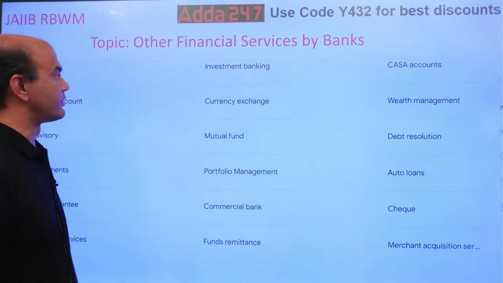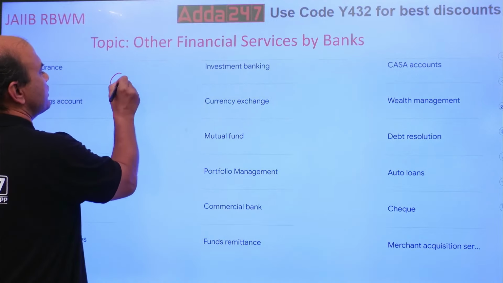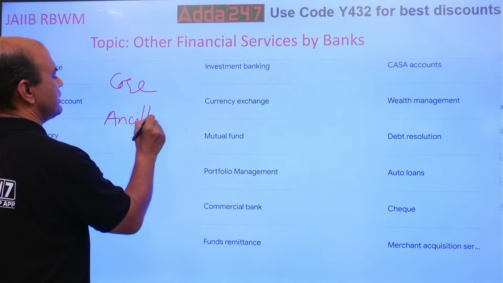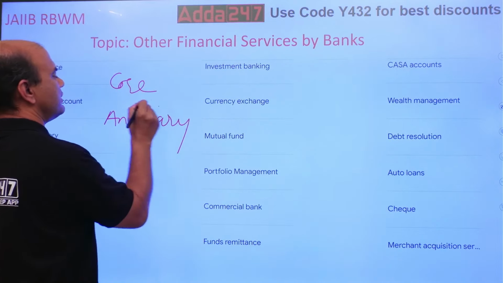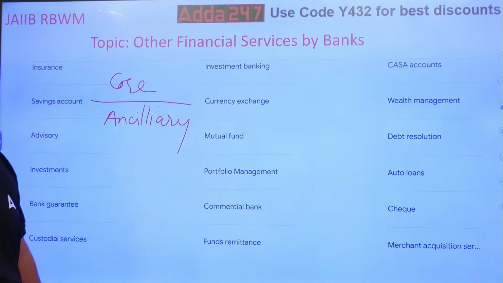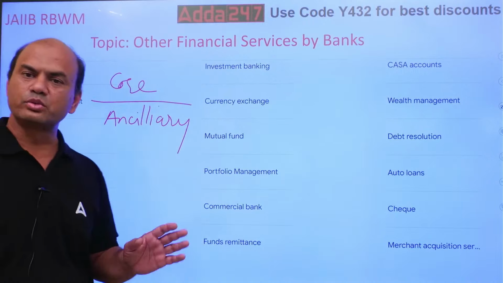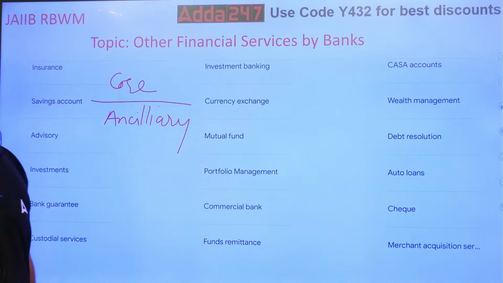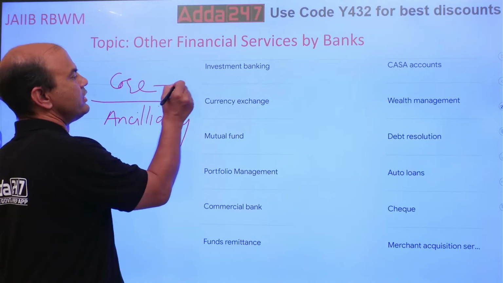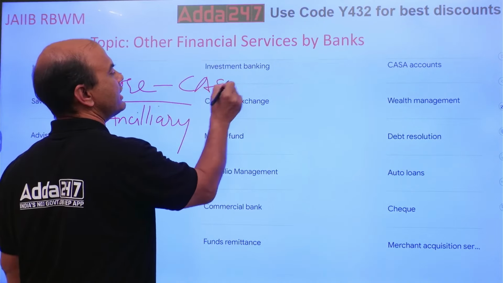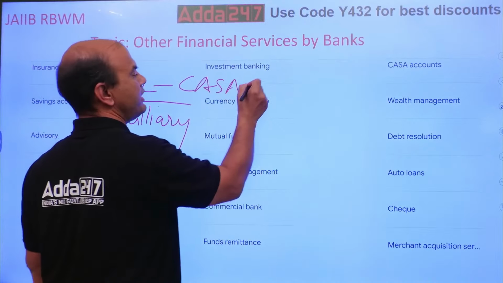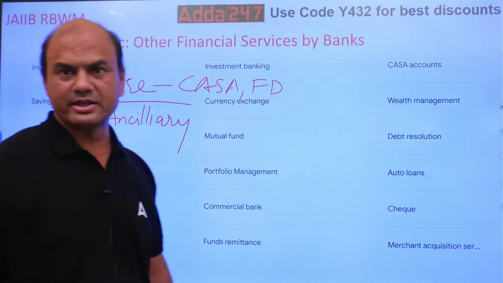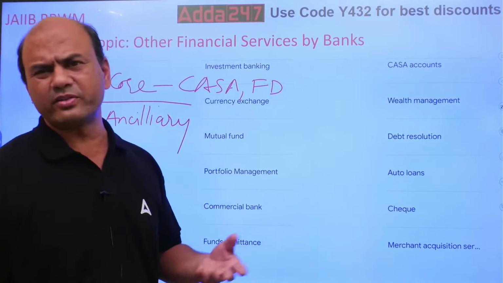So, which are the two services? One is core banking services, core, and second is ancillary. Okay, core and ancillary. All the services can be divided into these two parts. What are the core banking services? Core banking services basically means your CASA, current account and savings account, in terms of liabilities. Then FD. These are in terms of liabilities. And in terms of assets, you provide the various loans.